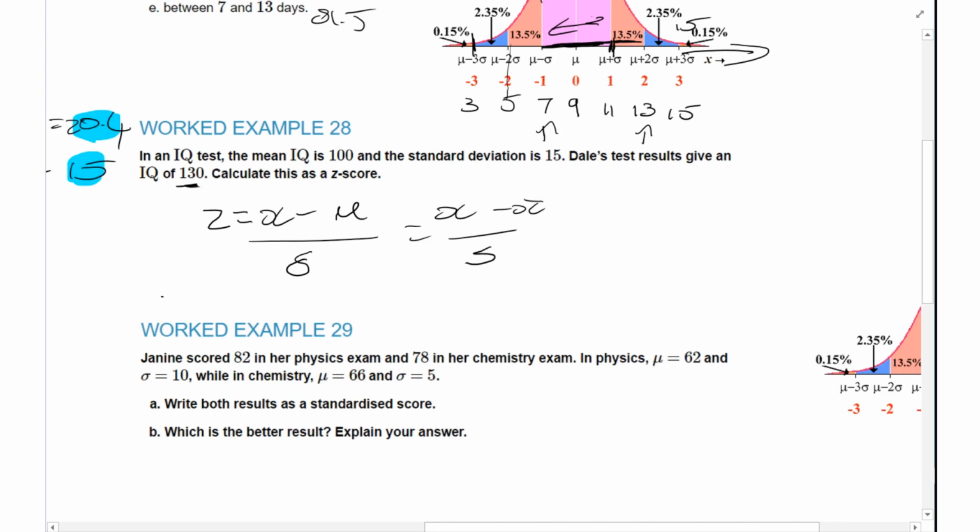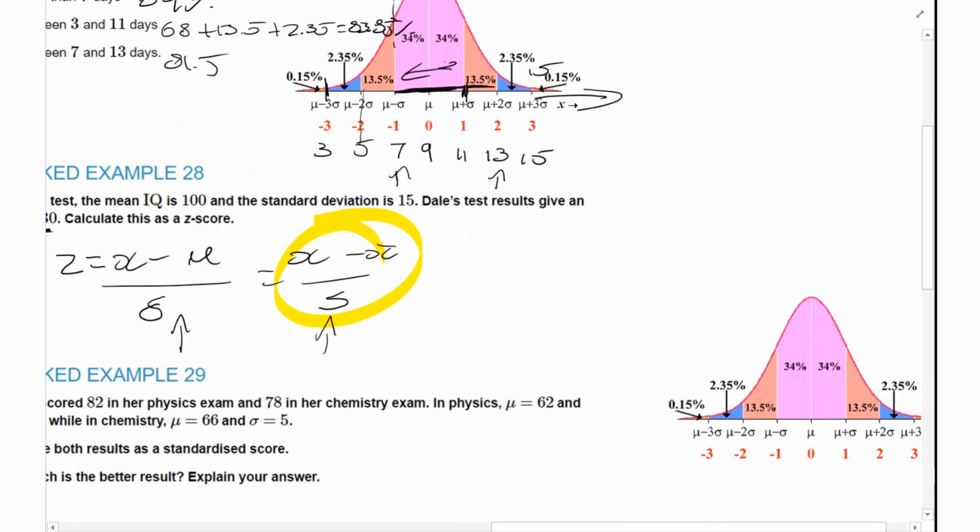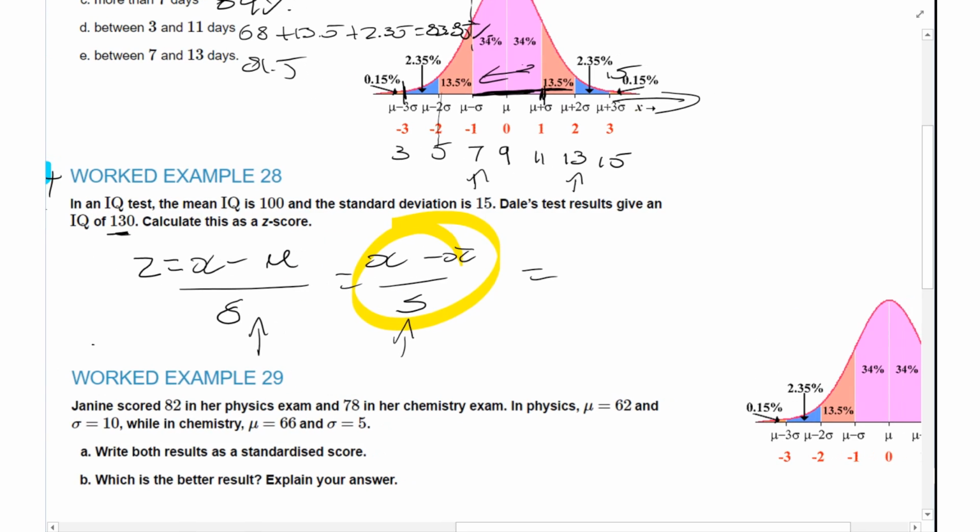The mu and the X bar and S are just terms: this is talking about a population, this is talking about a sample. So most of the time we're going to be using this one here. For our purposes, it means the same thing in terms of how we use the calculation. So his score was 130, so I put 130 in there. The mean for this was 100, so I minus 100, and the standard deviation was 15, and that gives us a Z-score of 2.